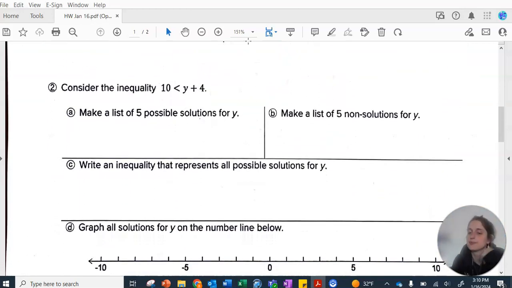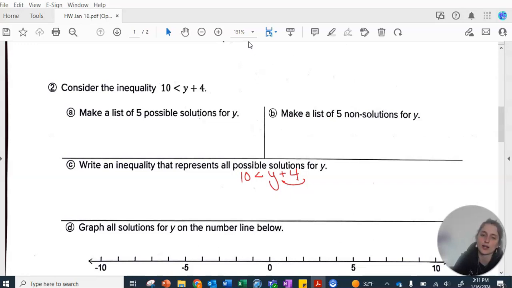So number 2, same idea, just a different problem. Step 1, which is also really step 3 for part C, so you might as well just do it right here. You need to isolate y. Get rid of this plus 4. And that's going to help you make your list of things that could be y and things that could not be y for A and B.